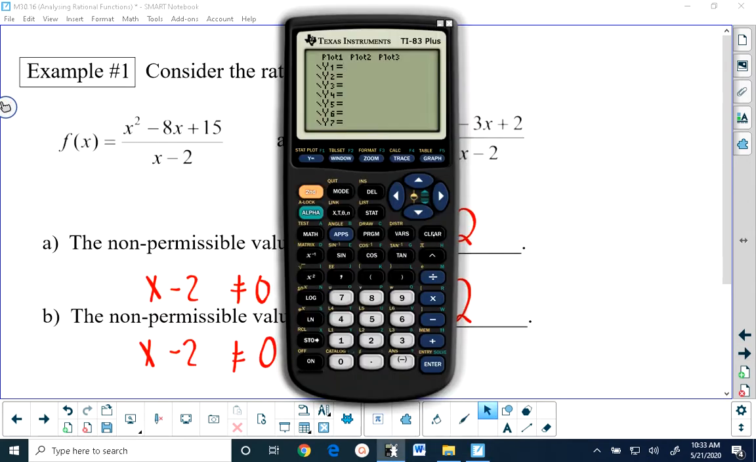All right, so f of x is x squared. Now we're going to need to put a set of brackets over the entire numerator: x squared minus 8x plus 15, and then divide by, and we need a set of brackets around the denominator as well, which is x minus 2. And I'm going to choose to go zoom 6, which is standard. And we get this picture of the graph.